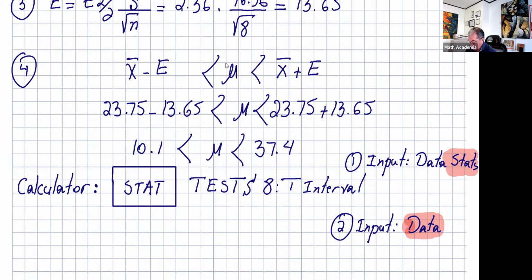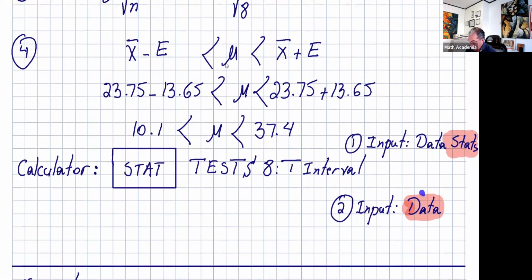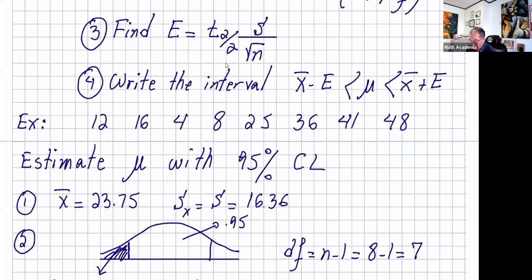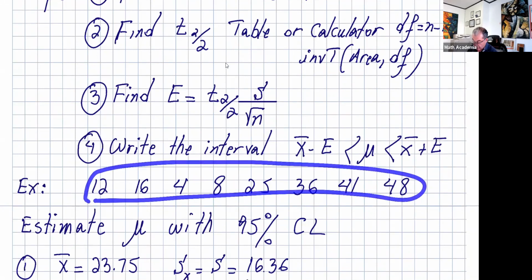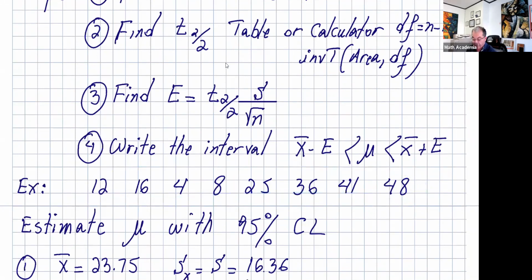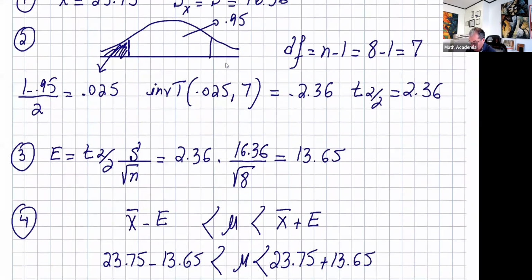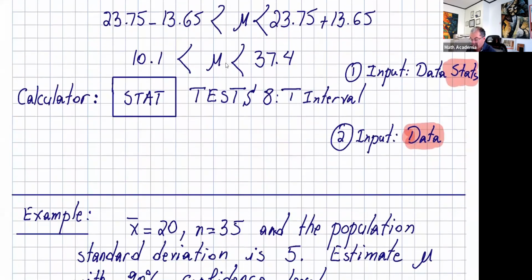directly. Or for input, you can use data, and since you have all these numbers in L1, when you put the data, it's going to ask for which list and just put L1, and then put the confidence level and calculate. So the calculator will give you the answer, the same answer.